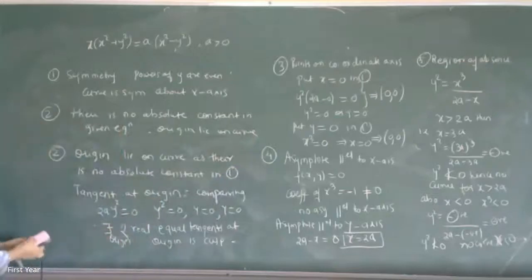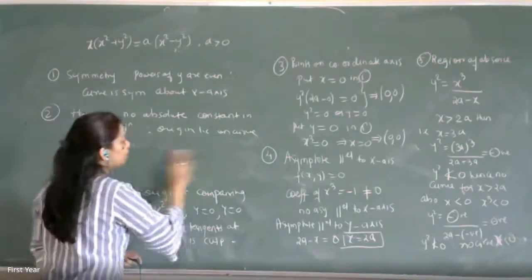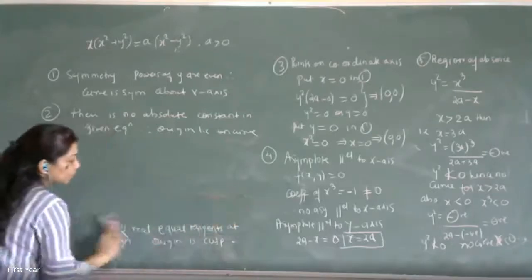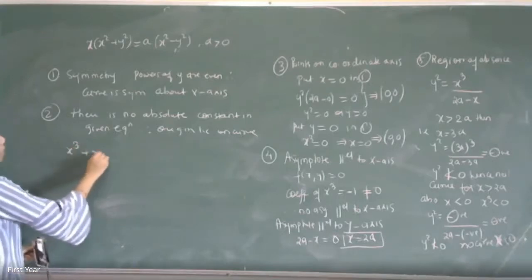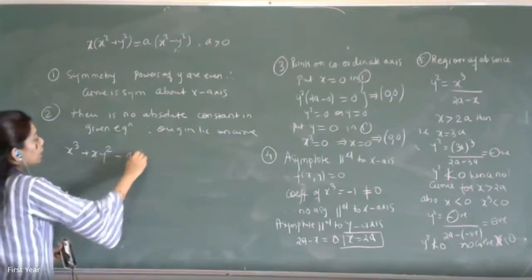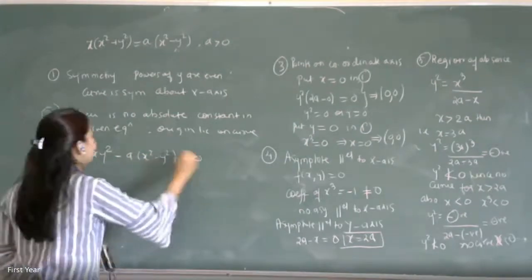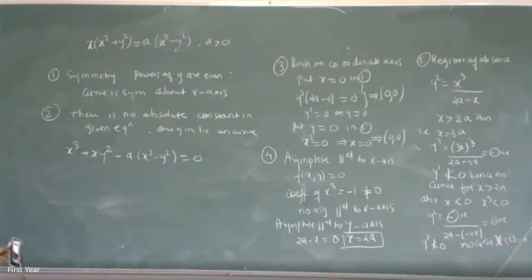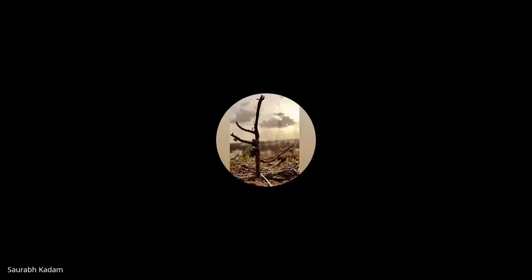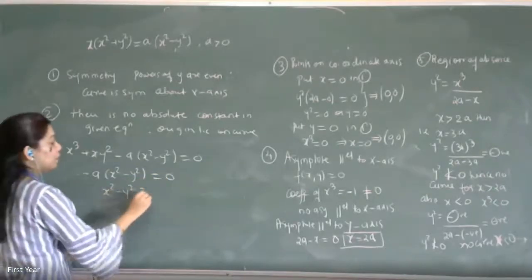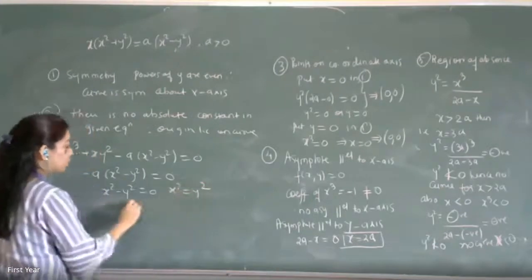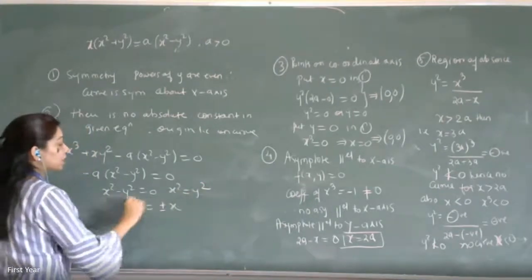Then you will find the tangent at origin. How do you find the tangent at origin? Compare the smallest degree term. So write everything on one side first: x cube plus x y square minus a into (x square minus y square) is equal to 0. Which is the smallest degree term? x square minus y square. So x square minus y square is 0. That means x square is equal to y square. So y is equal to plus or minus x.